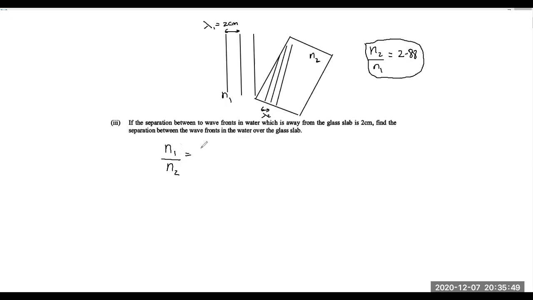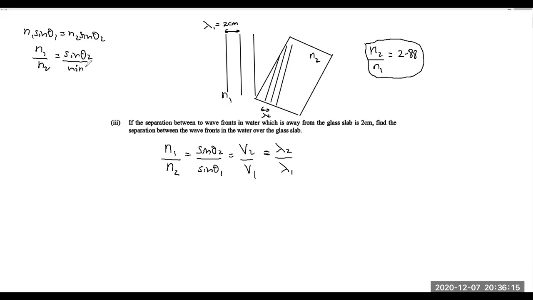n1 over n2 is equal to sine theta 2 over sine theta 1, which is equal to v2 over v1, which is equal to lambda 2 over lambda 1. You can consider an equation like this. Now, if you want, I can explain this quickly. We know from Snell's law that n1 sine theta 1 equals n2 sine theta 2. So from there, n1 over n2 equals sine theta 2 over sine theta 1.